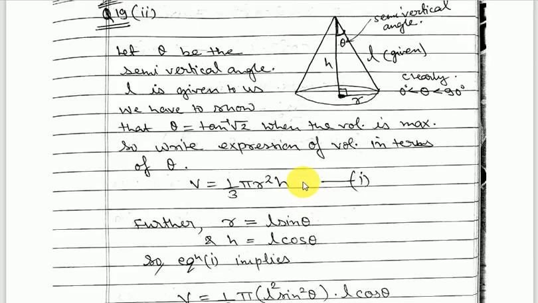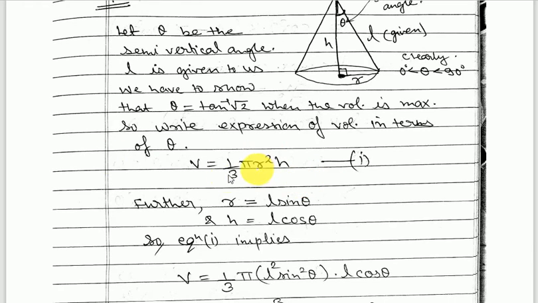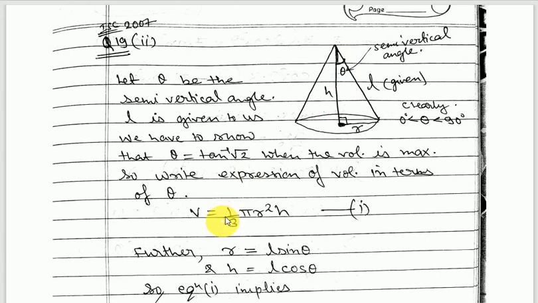We know that volume of cone is given by 1 upon 3 into pi r square h. So let theta be the semi-vertical angle. L is given to us. We have to show that theta equal to tan inverse root 2 when the volume is maximum. So write expression of volume in terms of theta.